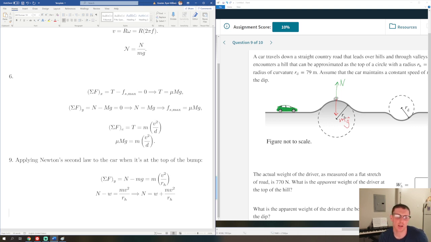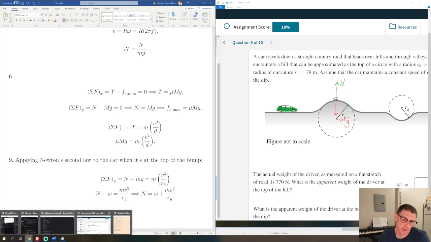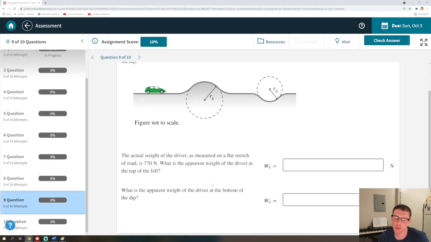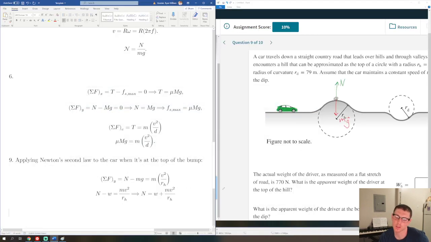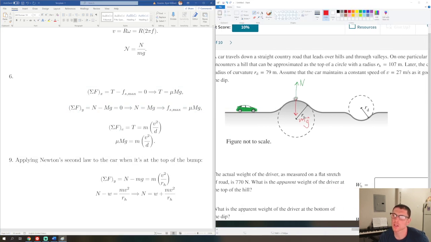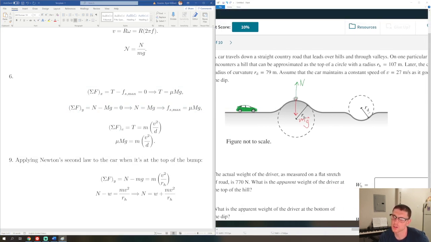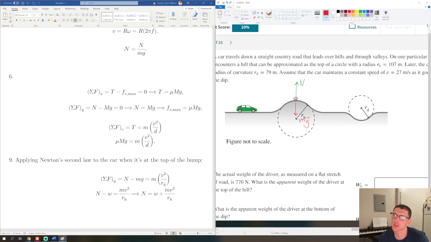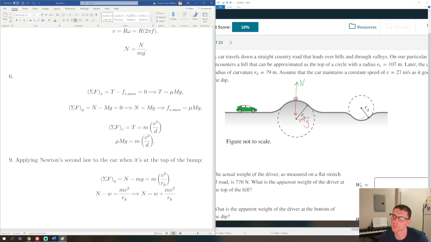Now the other part of this problem is just asking about the apparent weight at the bottom. Which is essentially the same problem, right? So I will draw the free body diagram and let you work out the details, but it's going to be essentially the same procedure, because now we're thinking about the car when it's here.